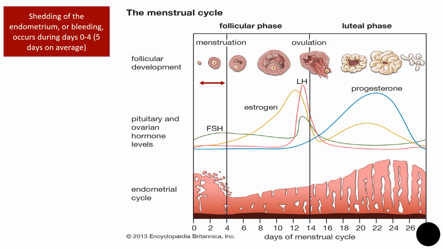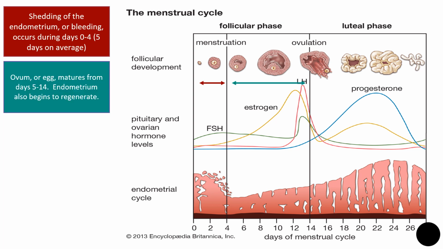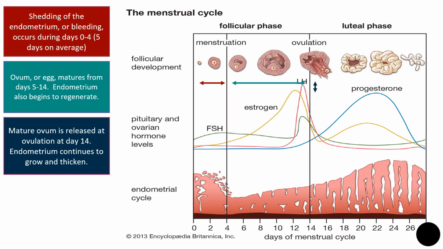Okay, so here's a little bit more about what this process actually looks like. So first, we're going to get the shedding of the endometrium or bleeding. This is going to occur during days 0 through 4. It's usually about 5 days on average. Next, the ovum or egg is going to mature from days 5 to 14. This is when the endometrium also begins to regenerate. And the mature ovum is going to be released at ovulation. This is going to be around day 14.